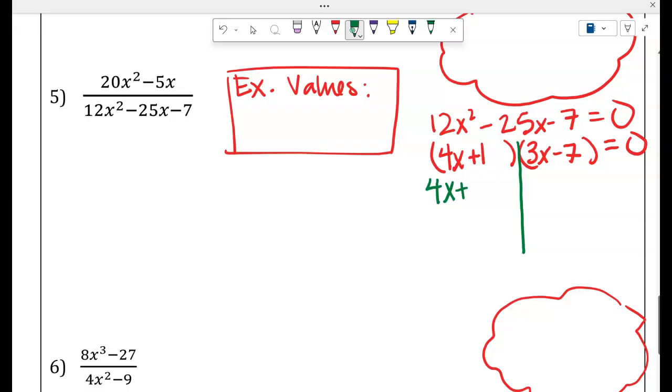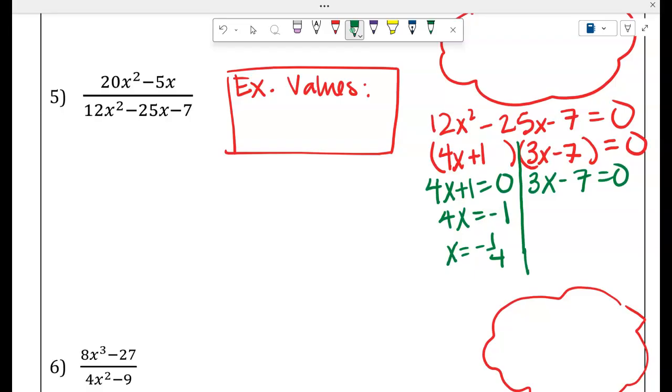So we are going to take each factor and set it equal to 0. 3x minus 7 equals 0. So we have to solve for x. First subtract 1 from both sides. So 4x equals negative 1. Divide both sides by 4. So x equals negative 1 over 4.